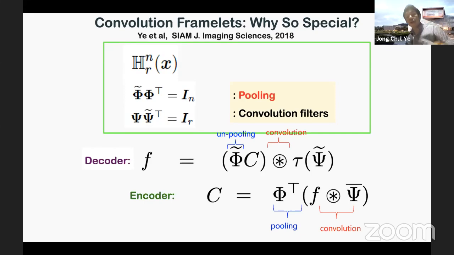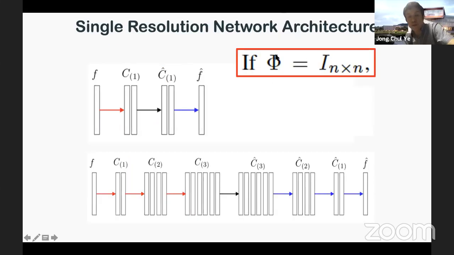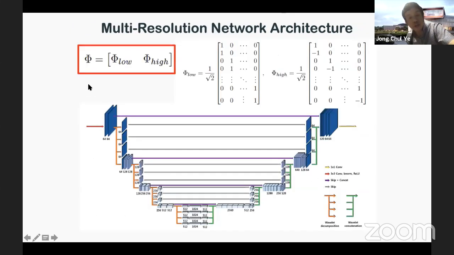Based on this understanding, this gives us some insight into what kind of signal processing diagram you can obtain depending on the choice of the pooling layer. For example, if you choose the identity matrix here, you end up with this kind of encoder-decoder structure. It's a single resolution network, and you can also cascade it in this way. Now, if you choose a wavelet, in that case you end up with this kind of neural network architecture, this signal processing diagram, as you can see here. It looks very similar to the U-Net type of architecture, except there are additional high-pass branches here.